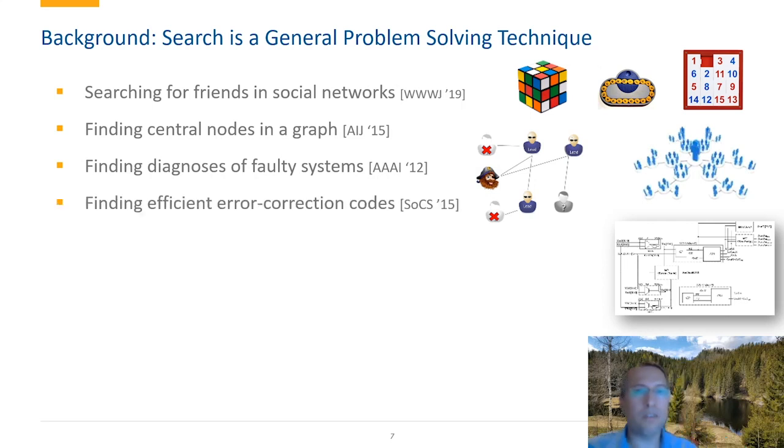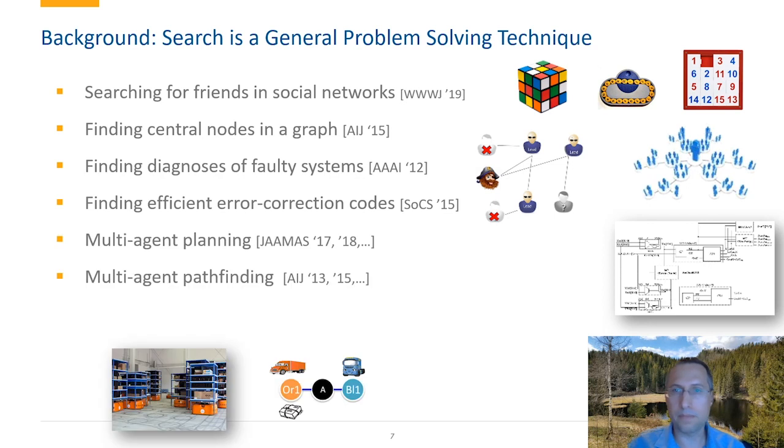When searching for efficient error correction codes, the state was a set of numbers that are already coded to bit vectors, and the operator was to add a new number and a new bit vector that is assigned to it. Multi-agent planning and multi-agent pathfinding are both applications in which it is very clear why they are search problems. The state is the current state of all agents, and the operators are all ways in which these agents can move.